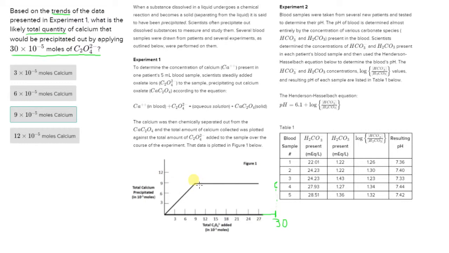Nothing that we can see, and this is hard for some students because they don't know what's happening. But you have to make a guess based on what you see, and based on what you see, this line is staying in the same spot. And so we would guess that it's going to be at 9 times 10 to the negative fifth moles, which is our answer choice C.